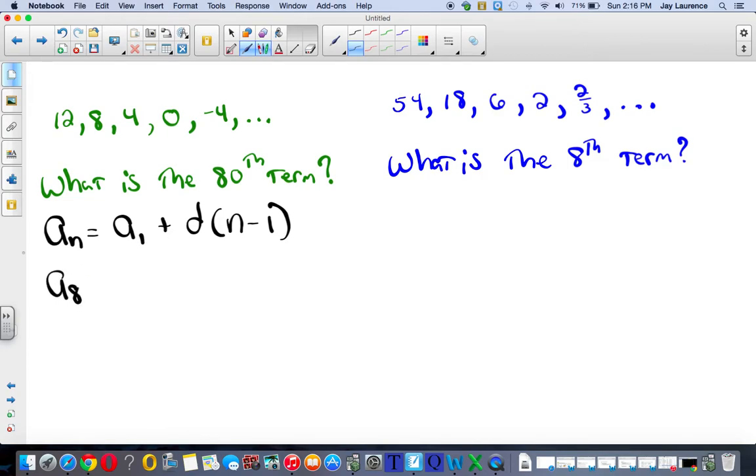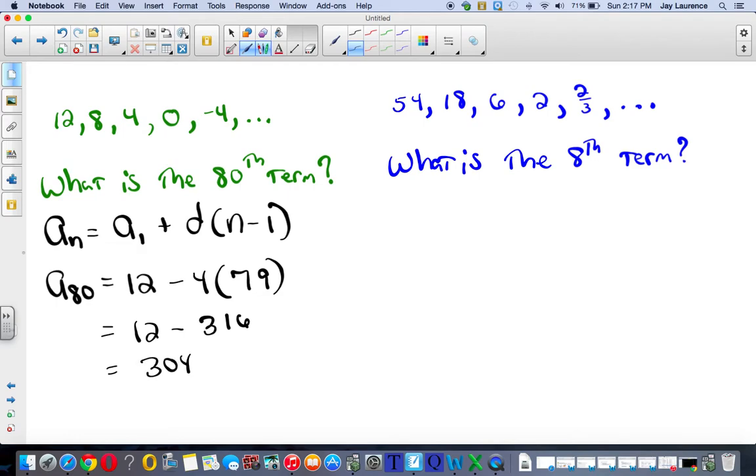So on the 80th term, that's what a sub n is, I need the first term, which in this case is 12. D looks like it's minus 4, right? It's going down 4 every time. And n minus 1 is going to be 79, 80 minus 1. So that's going to equal 12, let's see, 4 times 80 is 320, so I think I'm going to get negative 304. The 80th term will be negative 304.